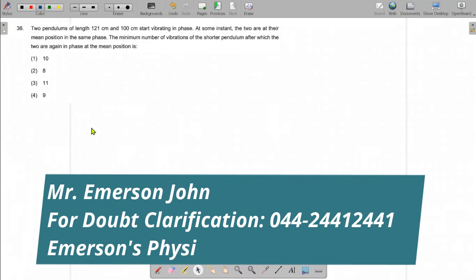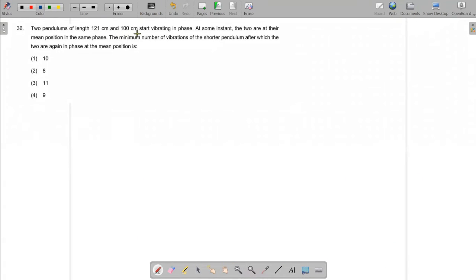In the question, two pendulums of lengths are given. One is 121 centimeters, another is 100 centimeters, and they start vibrating in phase. Initially they start in phase. At some instant, the two are at their mean position at the same phase. After some time, both are in phase again, the phase difference becomes 0. What is the minimum number of vibrations of the shorter pendulum after which the two are again in phase?